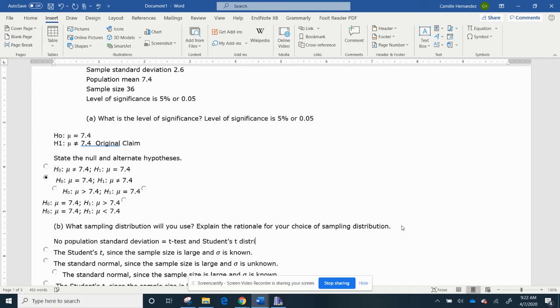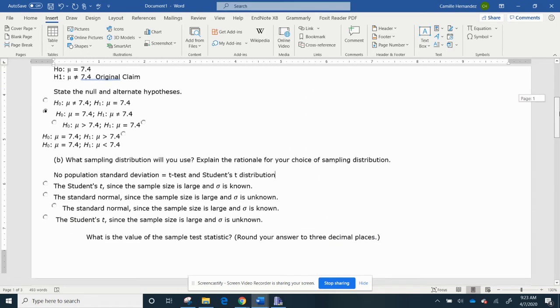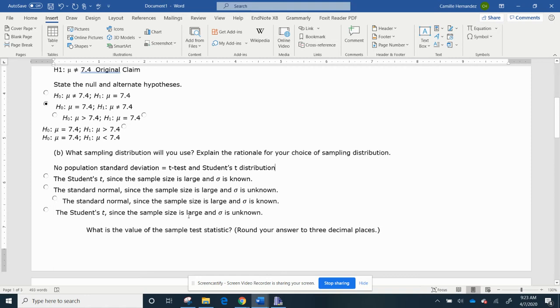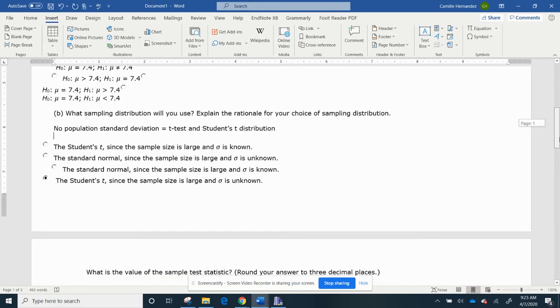Okay, so that makes this answer a lot easier to get. Then I'm going to say student T, because the sample size is large enough. It is, it's over 30. And the population standard deviation is unknown. It's not normal. The reason it's not normal is, again, because we do not have the population standard deviation. All right, let's keep going down.